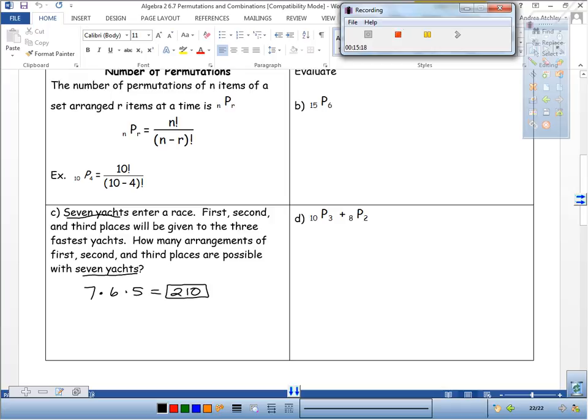Okay, or you can use your permutations. This is easier if you don't have a wonderful calculator. So since there's 7 yachts, I'm going to choose from 7, the permutation, and I'm choosing 3. So 7P3, and you'll get also 210.